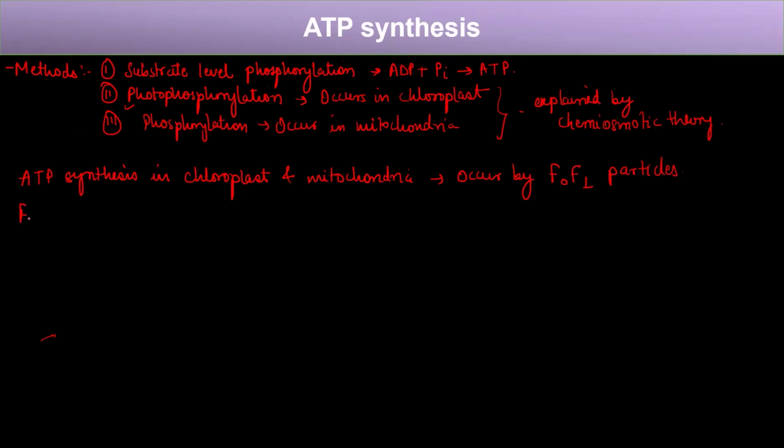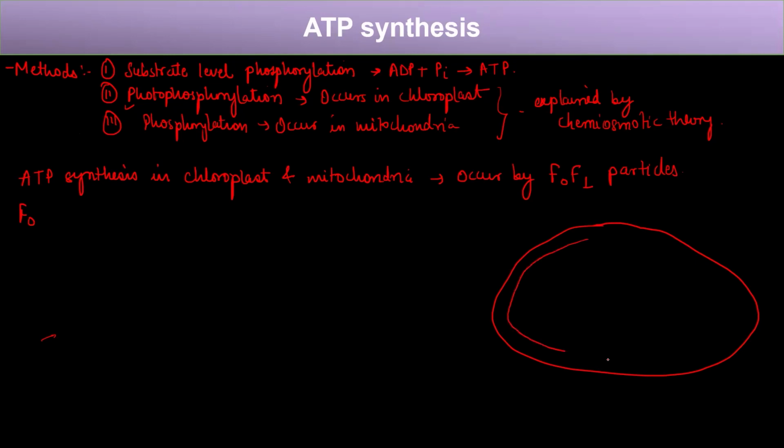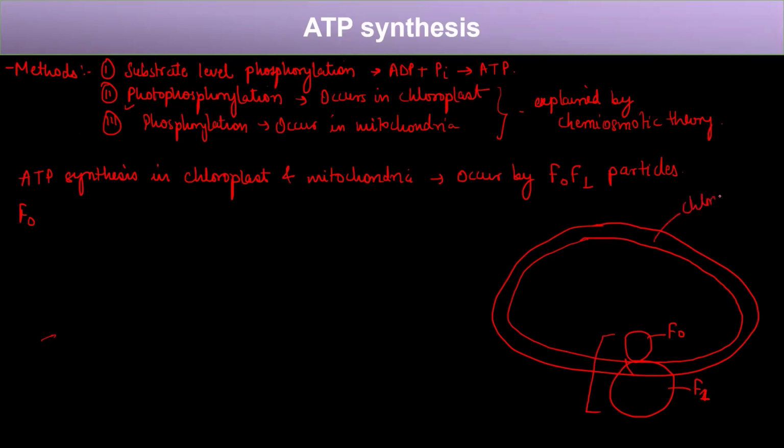So this is your chloroplast. Now in the chloroplast, we know this is a double membrane. Now in the chloroplast, where is this F0 F1 particle located? It is located something like this. So this is your F0 and this large particle is F1. And these are attached. So this is your F0 F1 particle. And it is located in the membrane of the chloroplast. This is not the thylakoid, this is the chloroplast.